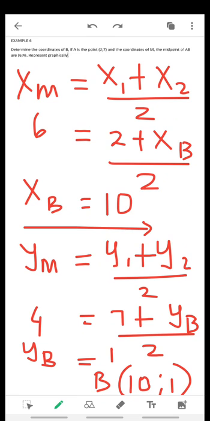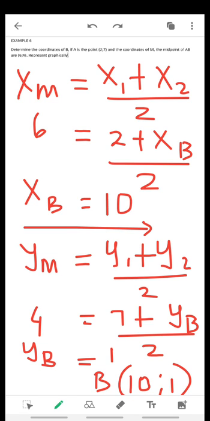We split the formula into x part and y part because we know xm and ym. Yes? Good. Now, xm we said is equal to (x1 plus x2) over 2, and then substituting there, what is the x coordinate of the midpoint? 6 equals 2 plus xb. Where does 2 come from? This is the x coordinate of A. All over 2, because multiplying 6 times 2 is 12. Then transpose the 2, it will be minus 2. So 12 minus 2 is 10, meaning the x coordinate of B will be 10.